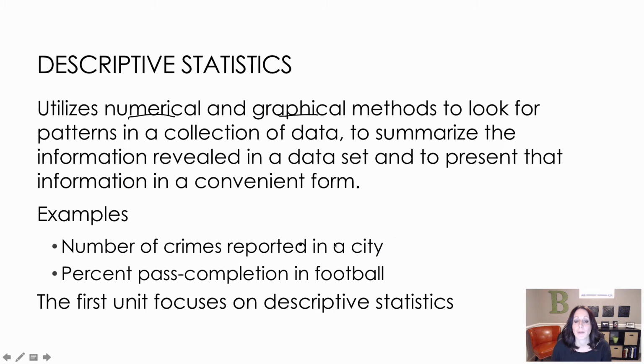Examples: if we're looking at the number of crimes reported in a city, we might look at the average number of crimes in a city. We might look at a bar graph that shows, year by year, or maybe different parts of the city. Percent of pass completion in football, again, there are different ways that you could record that. This time it's a percent, so we're looking at parts of a whole, so possibly a pie graph would be a good way to go. The first half of this class focuses on those descriptive statistics.